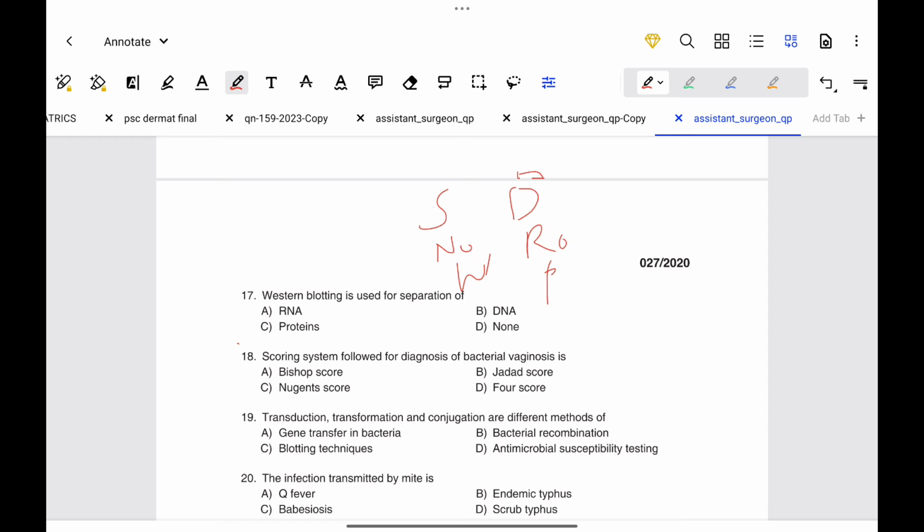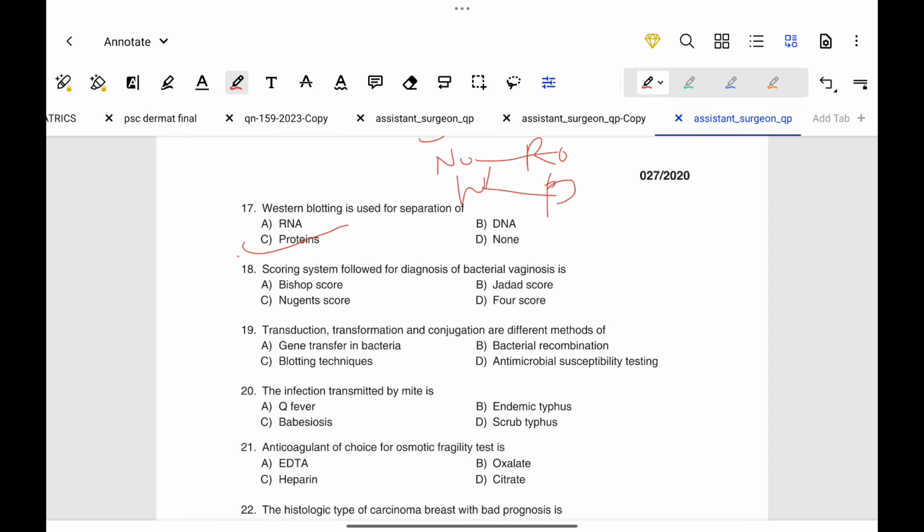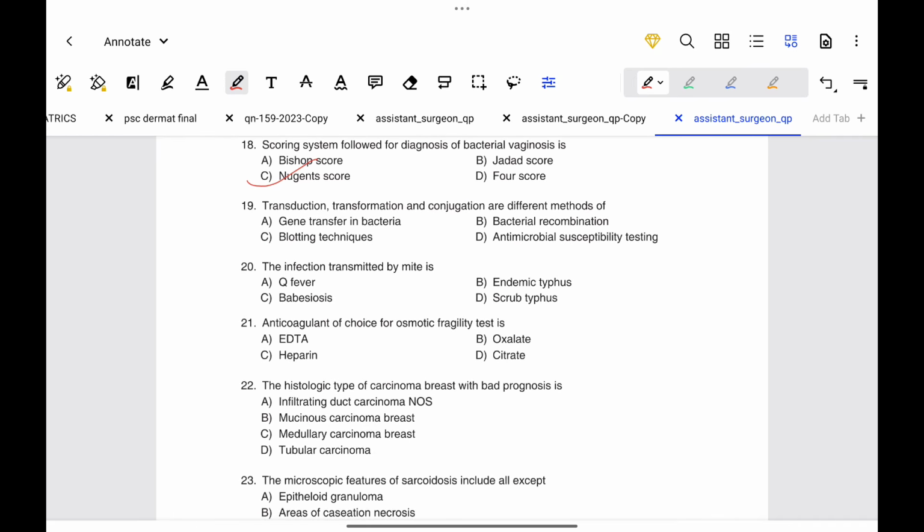This is southern blotting for DNA, northern blotting for RNA, western blotting for protein. Okay, so here the answer is western blotting is used for protein, option C. Scoring system used for the diagnosis of bacterial vaginosis is Nugent score. Okay, next. Transduction, transformation and conjugations are different methods of gene transfer in bacteria.